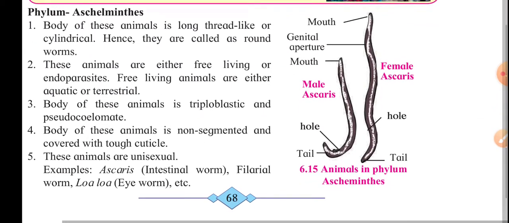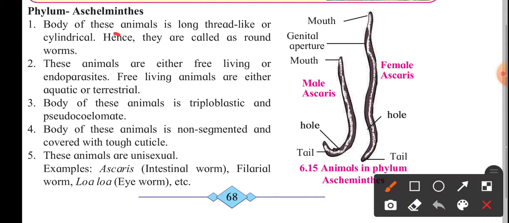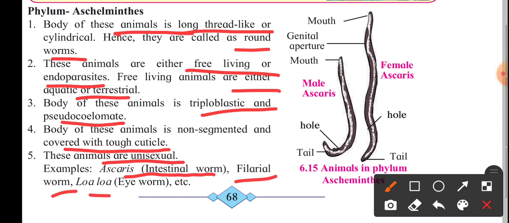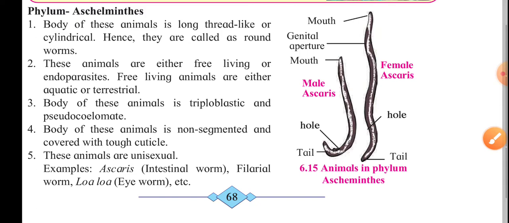The next phylum we have to discuss is Aschelminthes. The body of these animals is long, thread-like or cylindrical, hence they are called roundworms. These animals are either free-living or endoparasites. Free-living animals are either aquatic or terrestrial. The body of these animals is triploblastic and pseudocoelomate. The body is non-segmented and covered with a tough cuticle. Animals are unisexual, means the sexes are separate, male is separate and female is separate. Examples are Ascaris, an intestinal worm, the filarial worm, and the Loa loa eye worm. These are the examples for the phylum Aschelminthes.